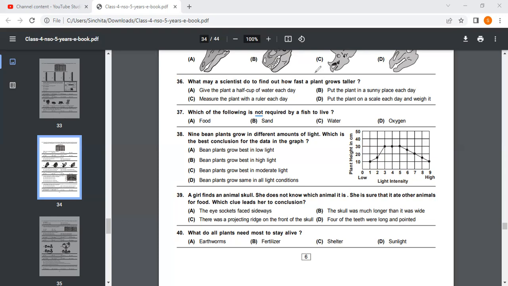Very good. Excellent, Shruti. See, Debangshu, the correct answer is not food. Without food, none of us can live. Here, the question asks which is not required by a fish to live. A fish requires food, water, and oxygen to live. So it does not require sand to live. Is it clear, Debangshu? Yes, ma'am. Okay, the next one, number 38.